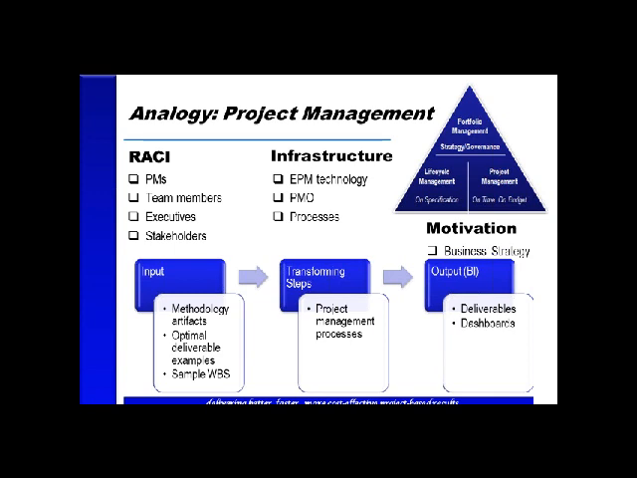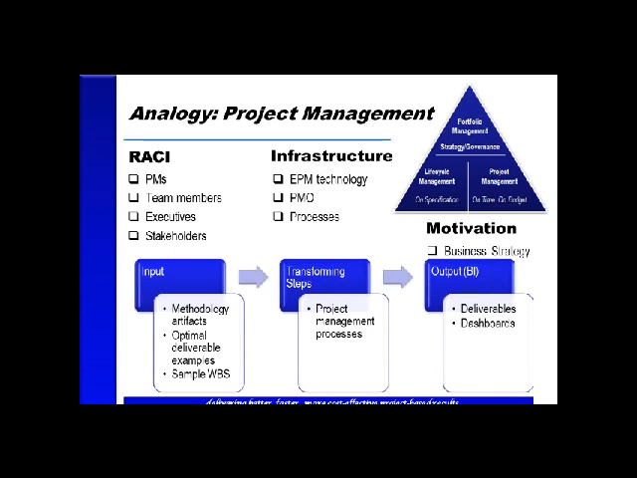So an optimal deliverable example, or examples, depending on how many different artifacts we're filling in. And then oftentimes, the transforming steps that we see in the middle, the project management processes, are rendered as inputs as well. We might be given, for example, a sample work breakdown structure or a Microsoft Project template that says, when you build a scope definition, here are the tasks you're expected to perform.